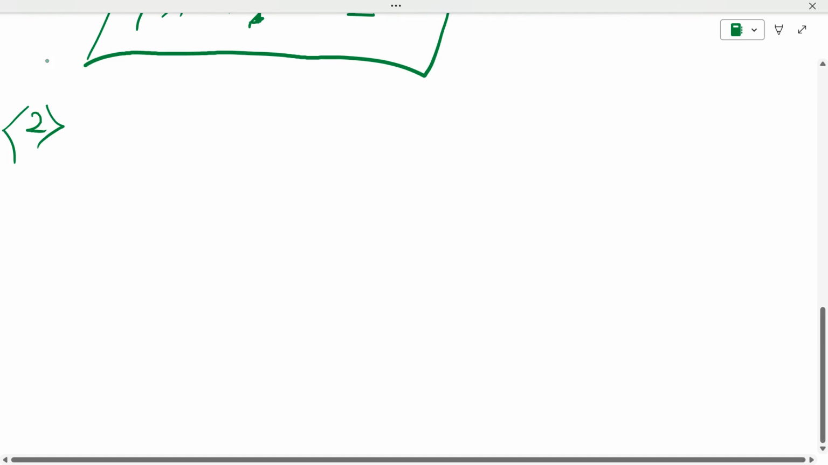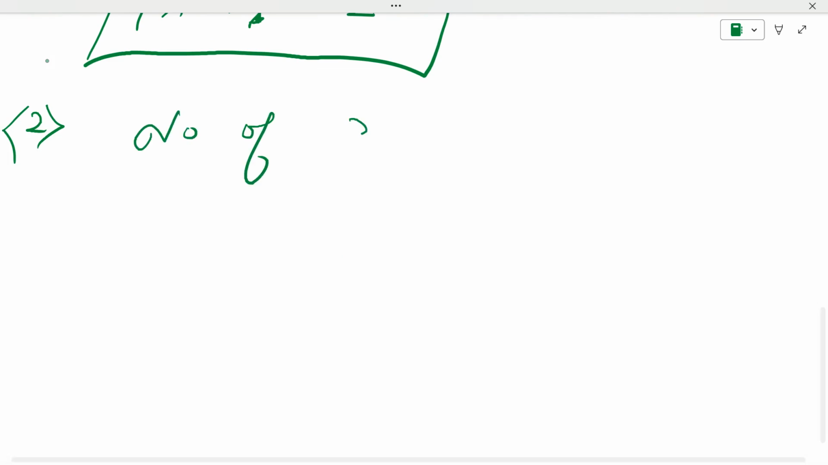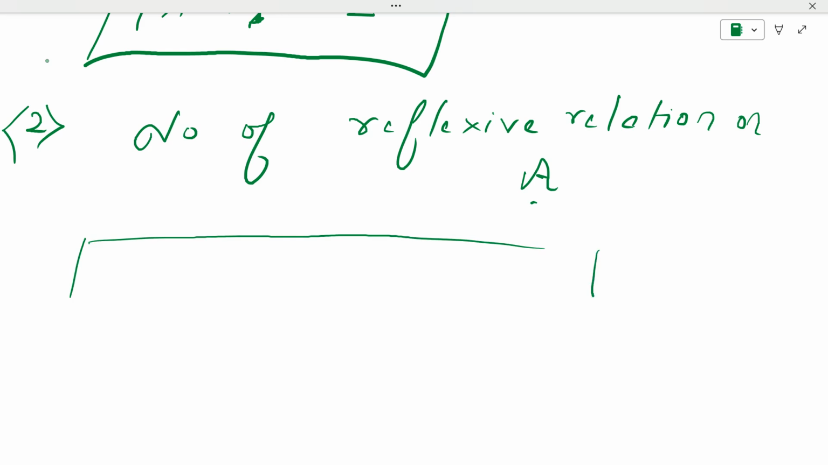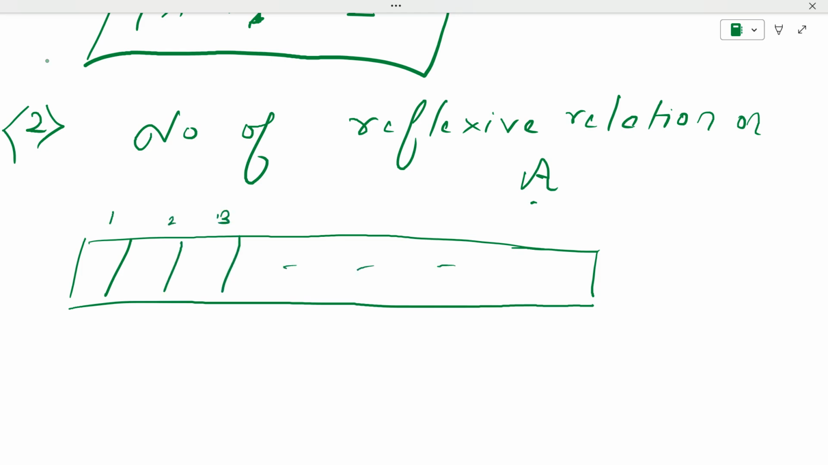Second is just as easy: the number of reflexive relations on A. Reflexive relation means that if we are defining a reflexive relation on A, then for every element a in A, (a, a) should be present. So let's say all together in the relation we have 1, 2, 3, and so on up to n square elements. Now out of this, how many (a, a) combinations will there be?